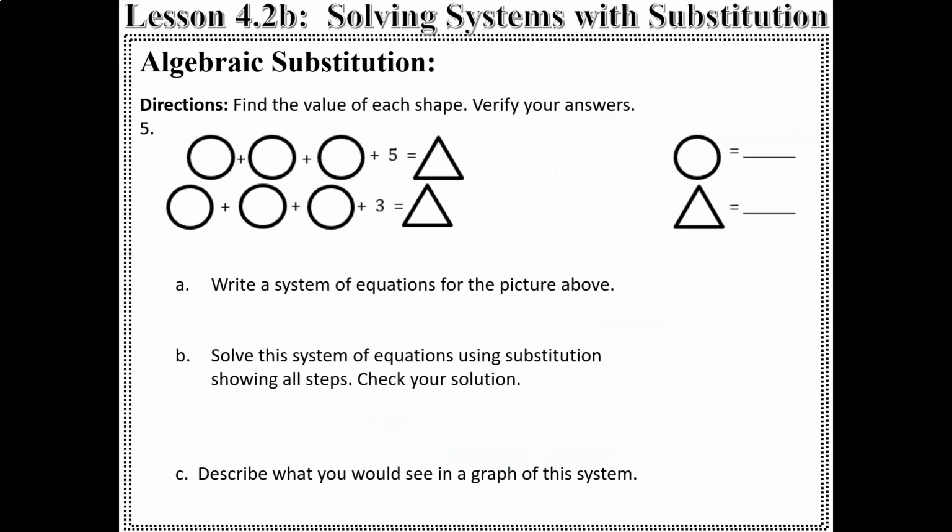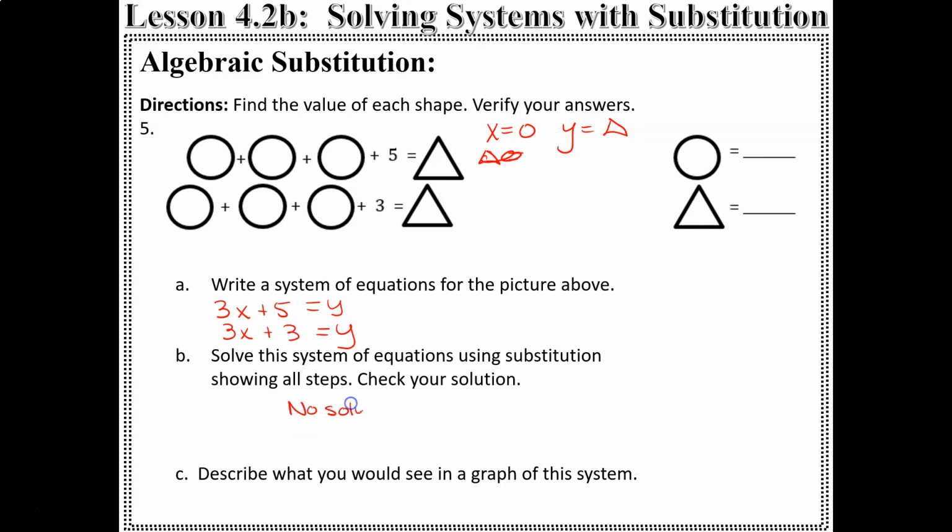All right. So let's write a system of equations. So I'm going to make x the circle, y the triangle. Okay? So I have 3x plus 5 equals y. 3x plus 3 equals y. If you catch it, you know that we have the same slope here. And what did we say about having the same slope and different y-intercepts? We said that it's no solution.